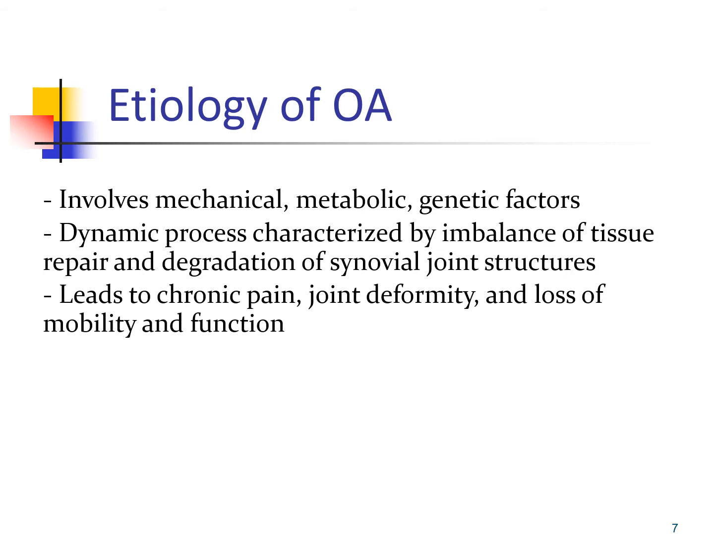And then finally, genetic factors really relate to how well the articular cartilage has developed, and then how well the articular cartilage can respond to stress over time. Because remember, this whole concept of osteoarthritis is really this dynamic process that is characterized by an imbalance of tissue repair and breakdown of these synovial structures. And ultimately, what we see in folks is chronic pain, joint deformity, and loss of mobility and function. And as physical therapists, hopefully we can intervene and improve mobility and function in these patients.